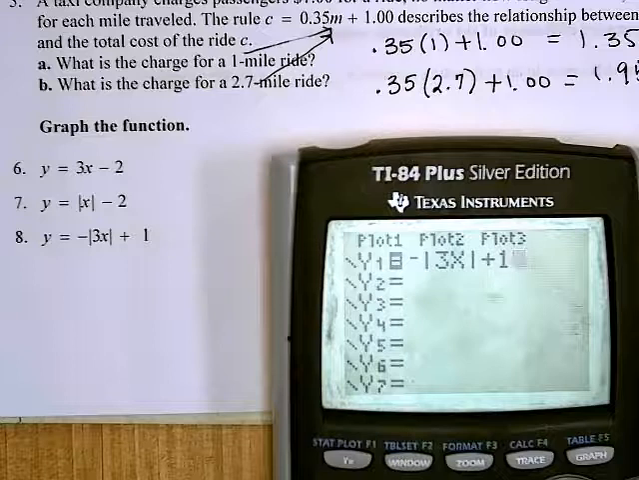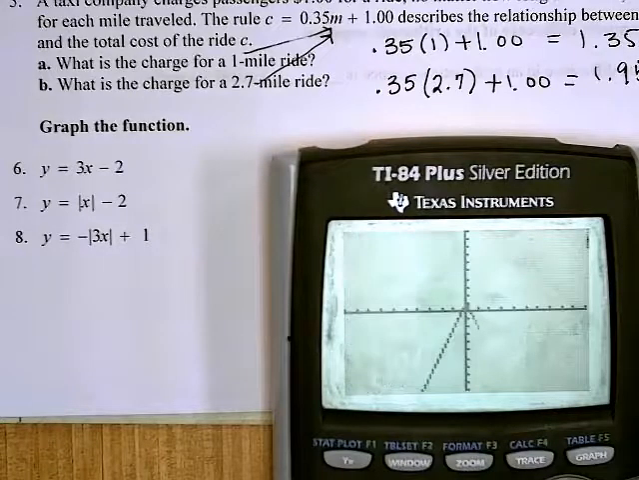Press the negative button. The second 0. Enter. And then put 3x. And close parentheses. +1. And graph. What's the negative cause to happen? Causes it to go like that. It goes upside down. That's what a negative will do out there. It causes it to go upside down.